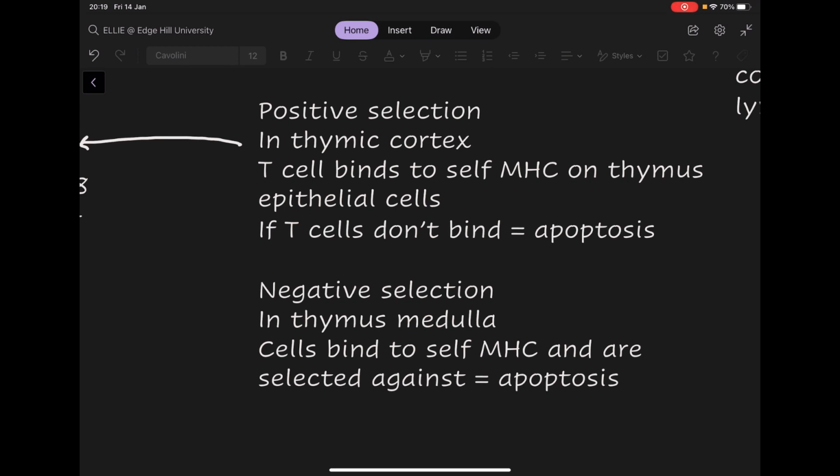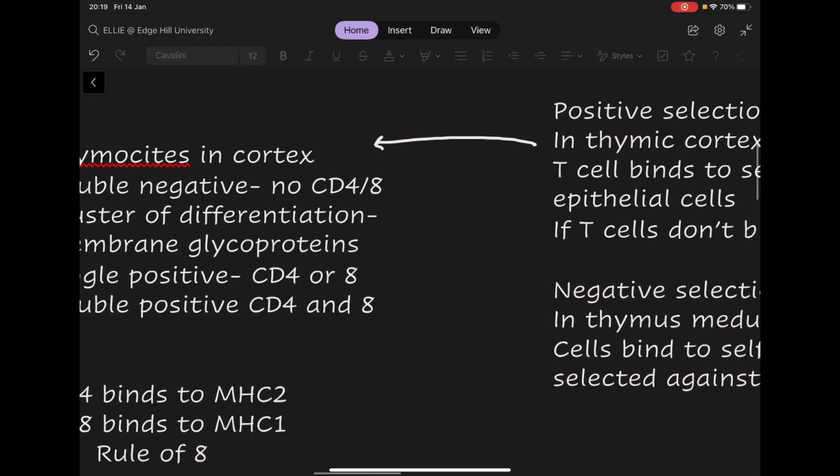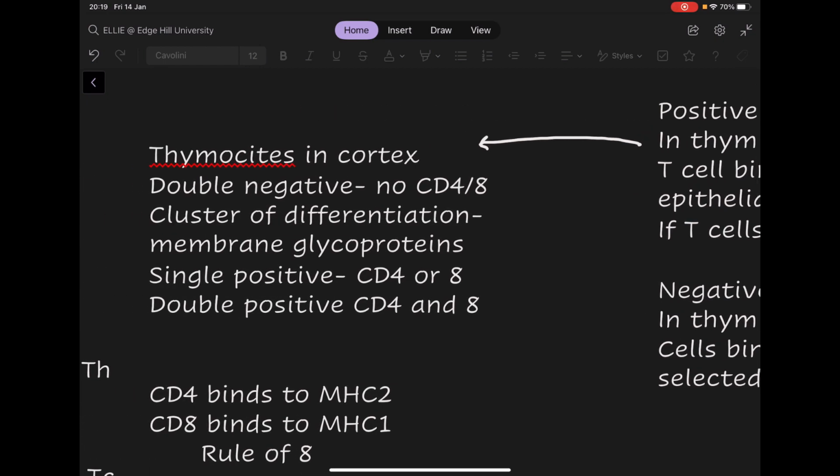Then you go on to negative selection. This occurs in the thymic medulla and it's the opposite. If the T cell binds too strongly to a self-MHC molecule, then it's selected against and killed by apoptosis. I know, it's a bit annoying and complicated. But how do these cells bind?